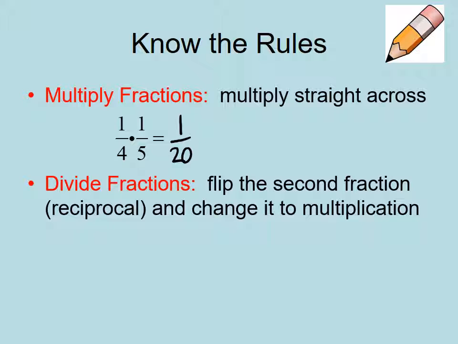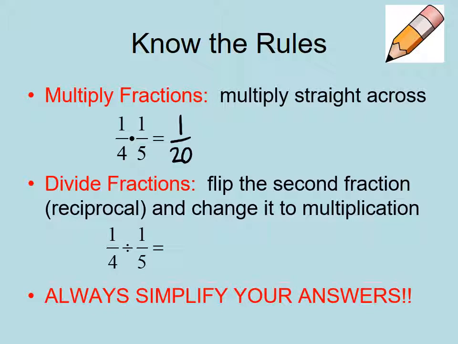When you divide fractions, you flip the second fraction, or the reciprocal, and change it to multiplication. So when you first learn this, we usually just said flip and multiply. So for example, if I have 1/4 divided by 1/5, I'm going to change that to 1/4 times 5/1. Now I can multiply straight across. Again, make sure you flip the second fraction.